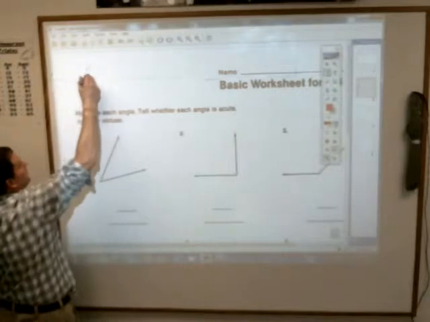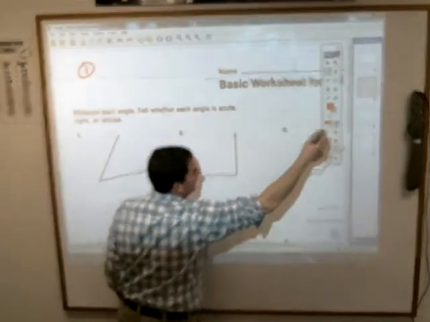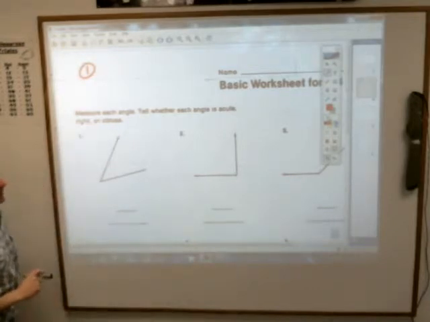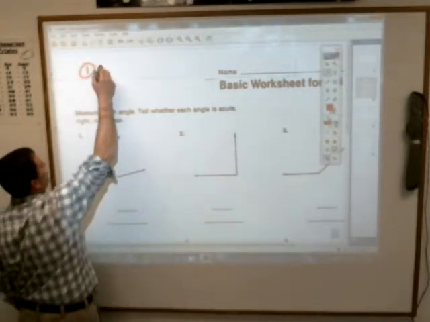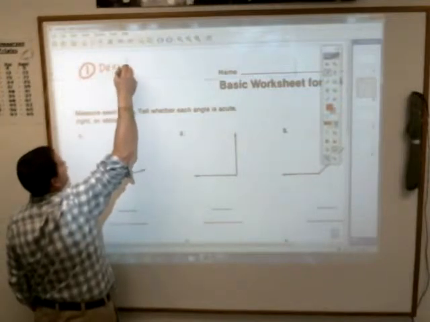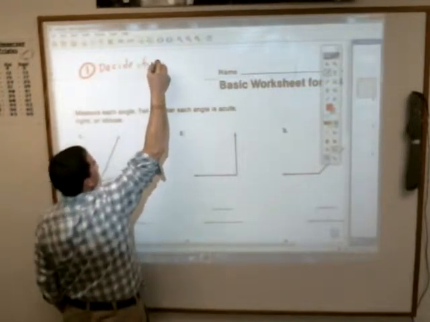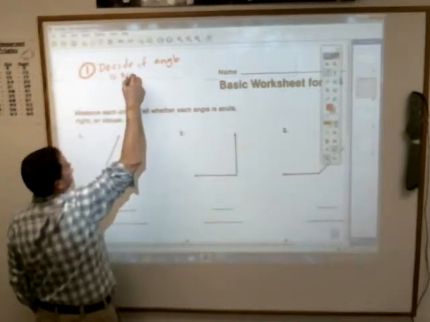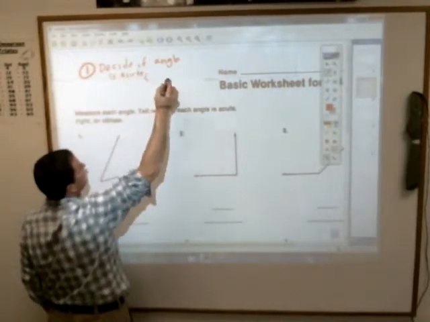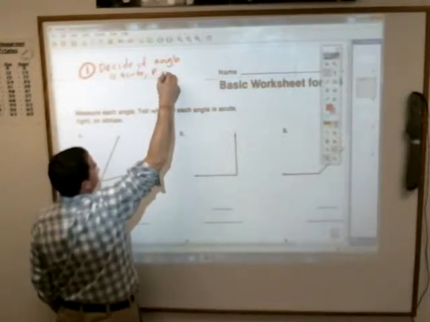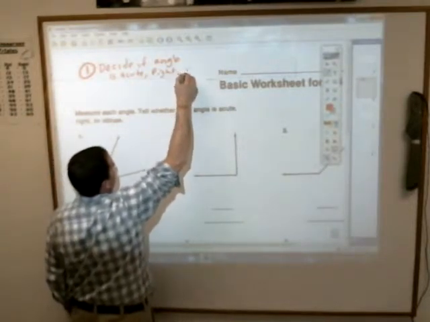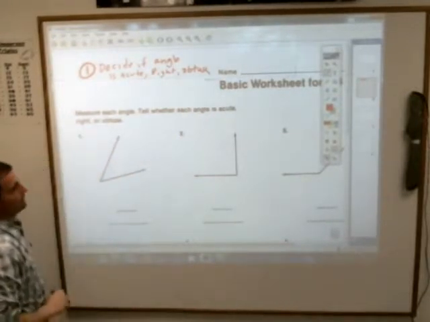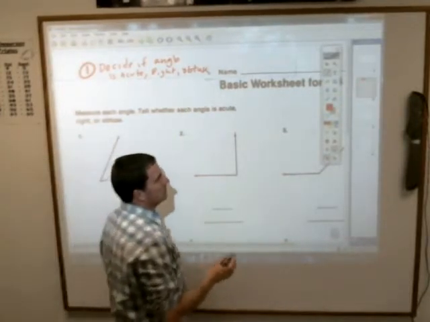The first thing, and we're going to do this right away, step number one is you must decide if the angle is acute, right, or obtuse. Write this down. Decide if the angle is acute, which means less than 90 degrees, right, which means it is 90 degrees, or obtuse, which means it is more than 90 degrees. That is the very first thing you need to do.